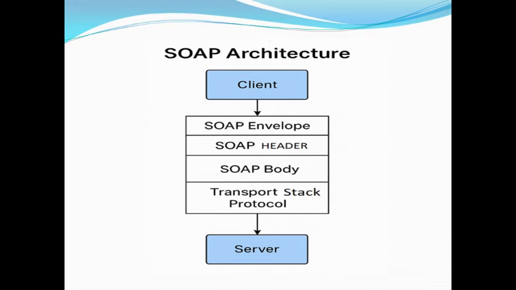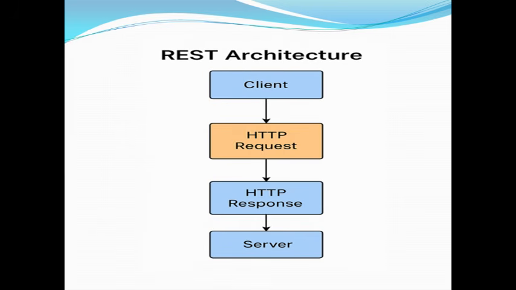SOAP architecture. In SOAP architecture, at the top, the client prepares a request encapsulated in a SOAP envelope. The envelope consists of a header, which can include meta information like authentication tokens, and a body that contains the actual payload or operation details. The message is transferred via a standard protocol, usually HTTP. On the other side, the server receives and processes this message, ensuring reliable, secure communication even across different platforms. Next is REST architecture.